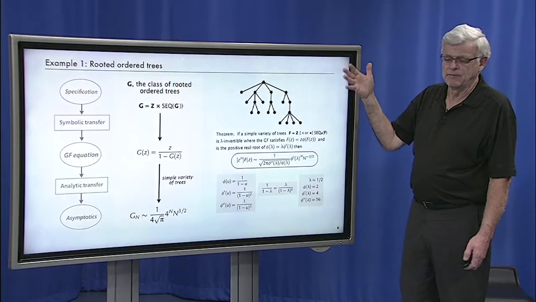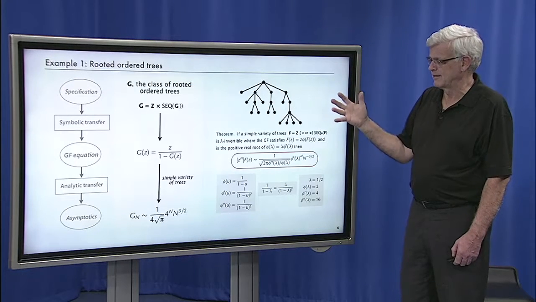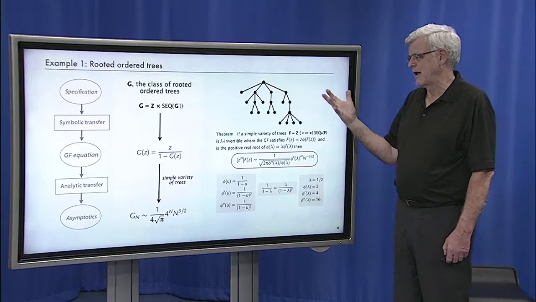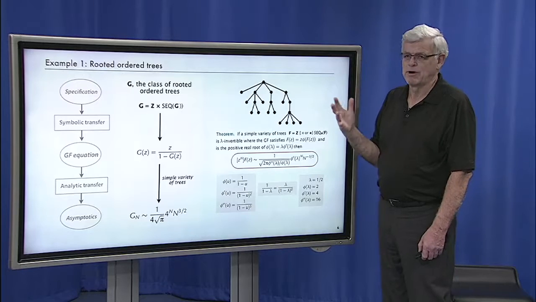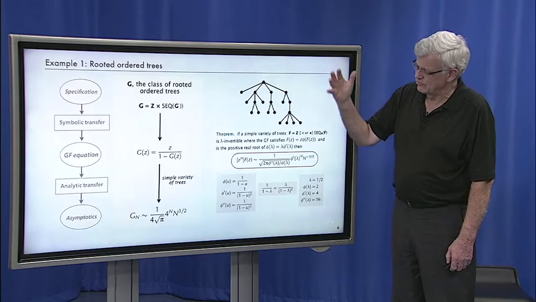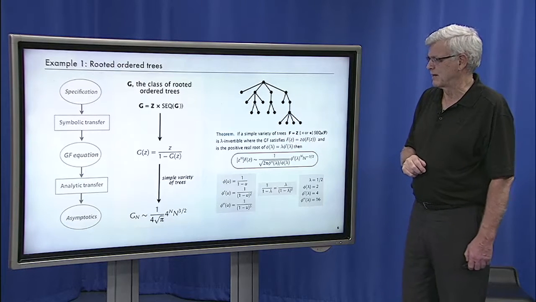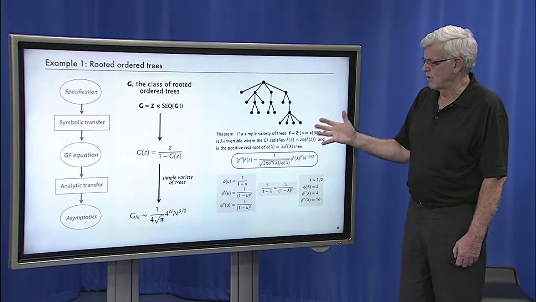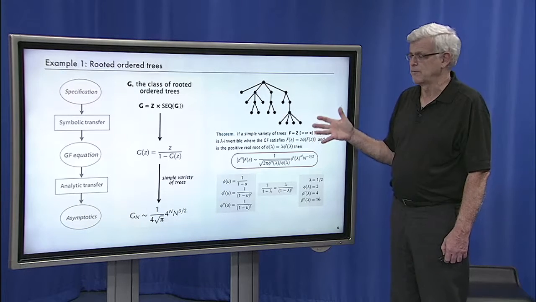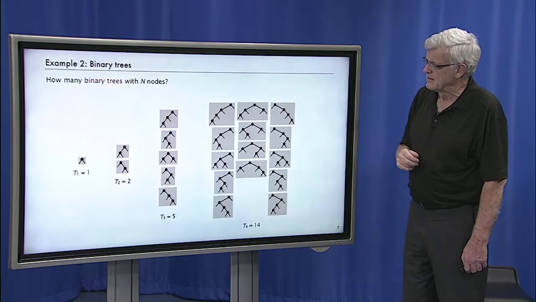So that's our pattern, that's our template for analytic combinatorics that we strive for in every problem. Now have a construction, take us right to a generating function equation, take us right to coefficient asymptotics. And that's what the simple variety of trees transfer theorem does for this example.